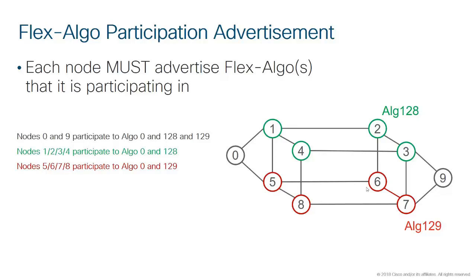And so if I would like to do disjointness in such a network, well, obviously I could have algorithm 0 that is running on all of the nodes, and I could have algorithm 128 that I define only on the gray nodes and the green nodes. And I could have algorithm 129 that I define only on the gray nodes and the red nodes. And so obviously, if you would advertise a prefix SID from 9 with the algorithm 128, you can see by intuition that the shortest path will be within only the green plane.